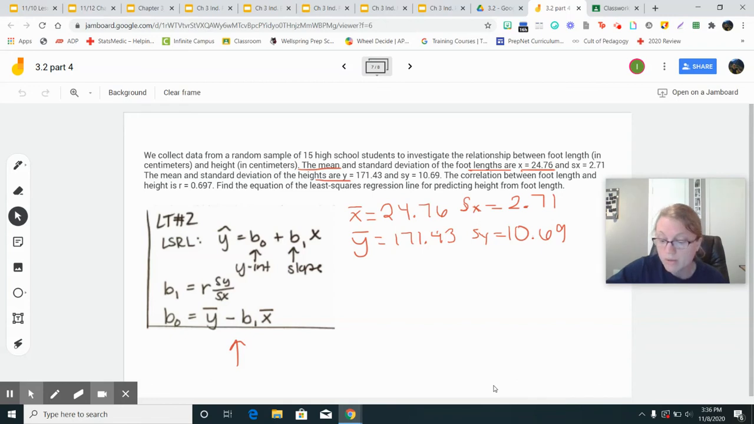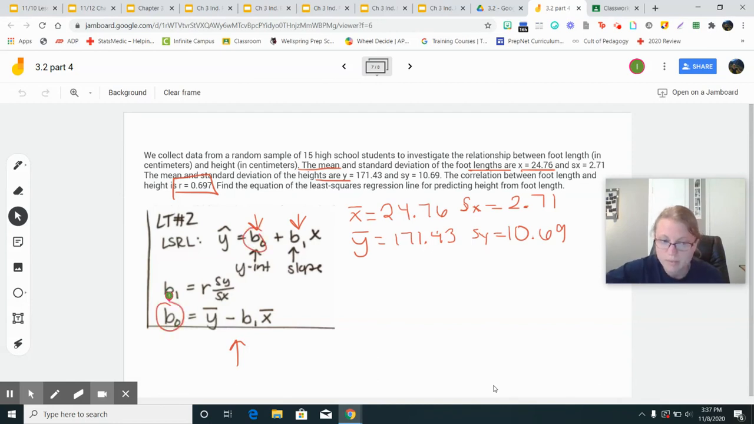Okay, so now all we want to do is, our R value is right here. R is 0.697. So what we want to do is just find each of these in our equation, and each of those has its own little equation to find it. So I'm going to start with the first thing that's listed.